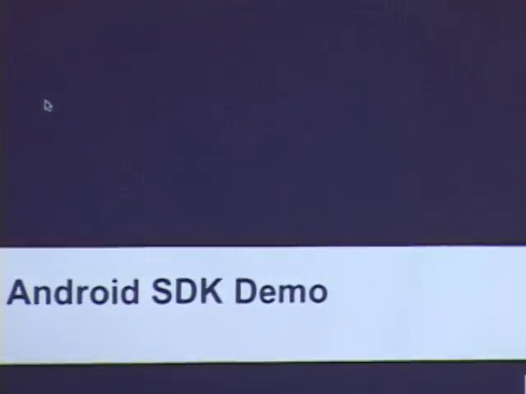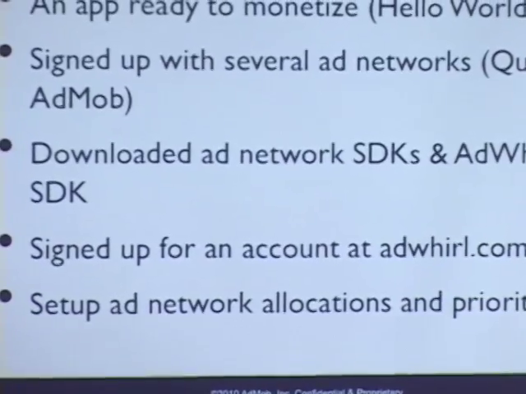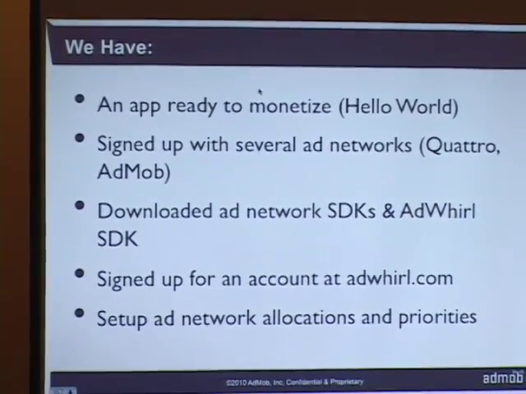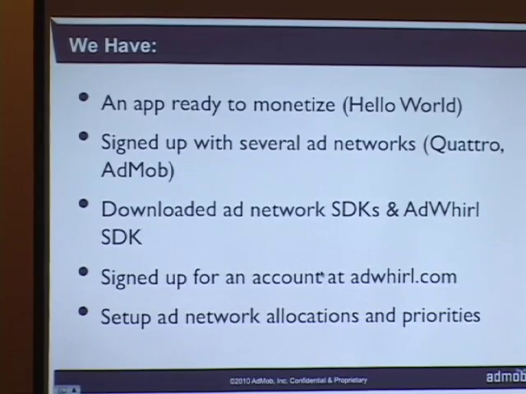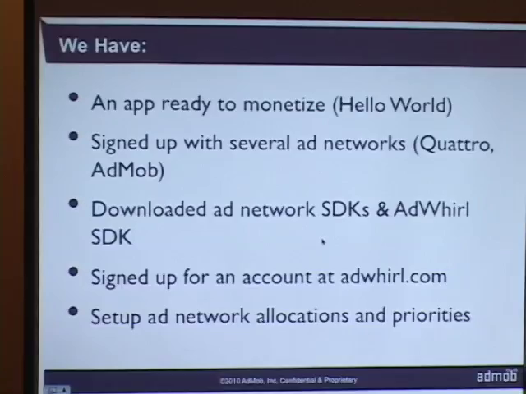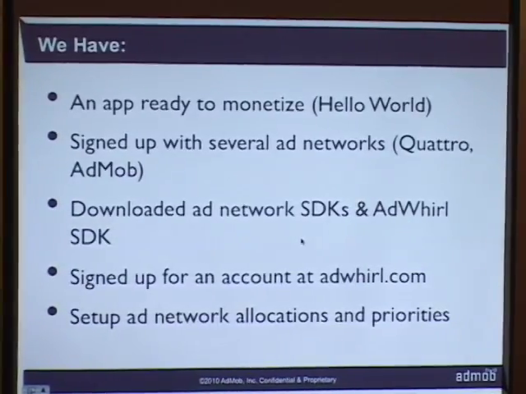So really quick, what we're going to be doing for this one, we already have a basic Hello World app with nothing else. I've signed up with the ad networks as we did before, and I put in my allocations and keys and everything. And I also went to the ad networks and I downloaded their SDKs, and then I downloaded the AdWhirl SDK from the Google Code project. We'll show you where to get that exactly in a second.